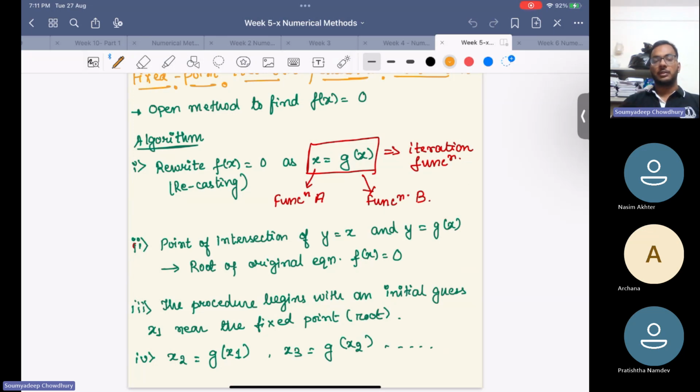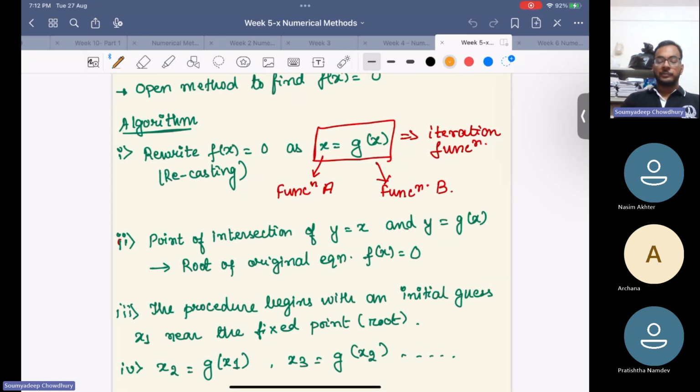From this equation, as I had told you, what is the meaning of root? Graphically, f of x equal to 0. So if you plot y equal to f of x graph and y equal to 0 graph, that is the x-axis, the intersection points will give you the roots, right? So we are just using an alternative technique of this f of x equal to 0. We are rewriting it as x equal to g of x.